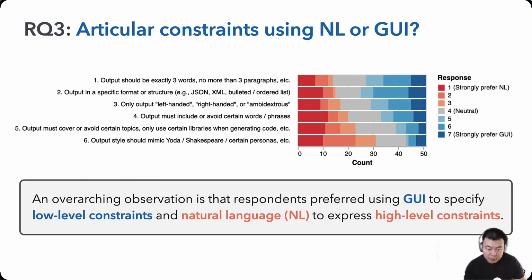Regarding the last question, we found that developers prefer using graphical user interfaces such as togglers, sliders, or knobs for applying low-level constraints, as it would give them more perceived control, whereas they prefer to stick with using natural language and prompt for articulating high-level constraints.